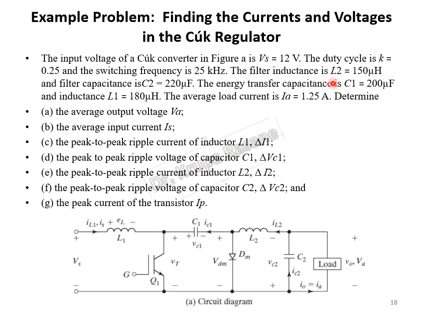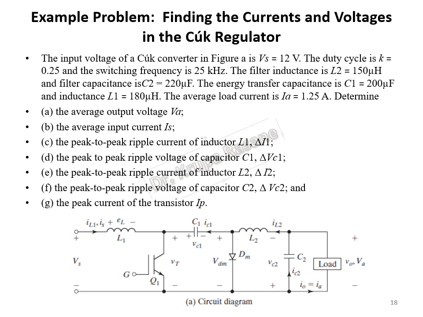The filter inductance L2 is 150 microhenries and filter capacitance C2 is 220 microfarads. The energy transfer capacitance C1 is 200 microfarads, and the inductance L1 is equal to 180 microhenries. So the average load current Ia is 1.25 amperes.